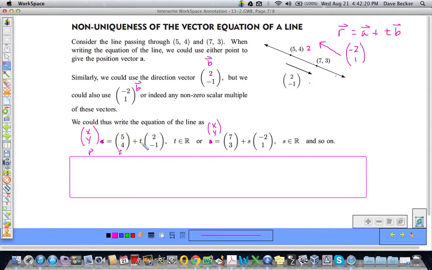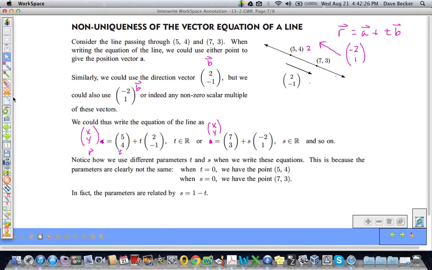Notice we used a different t than an s here. Well, that's because they're different. We're using different points. This is because the parameters are clearly not the same. When t equals 0, we would have the point 5, 4. And when s equals 0, we would have the point 7, 3. And the relationship here is s equals 1 minus t.